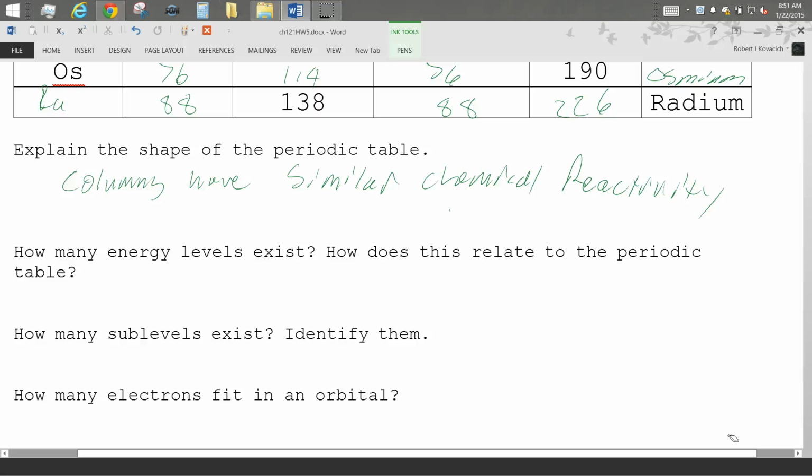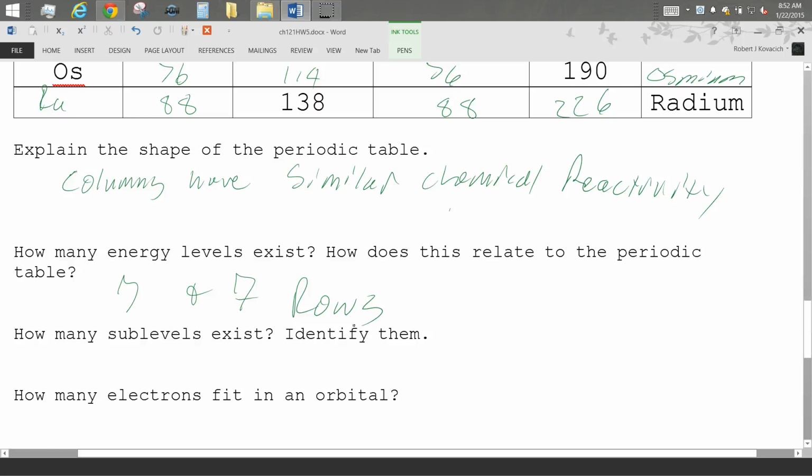So the other part, the rows: the elements in the rows react differently the further apart they are from each other. You could say that. That's a result of these column things for sure. Energy levels? How many of those we got? 7 energy levels. How does that relate to the periodic table? There's 7, one for each row. Yeah. 7 rows.